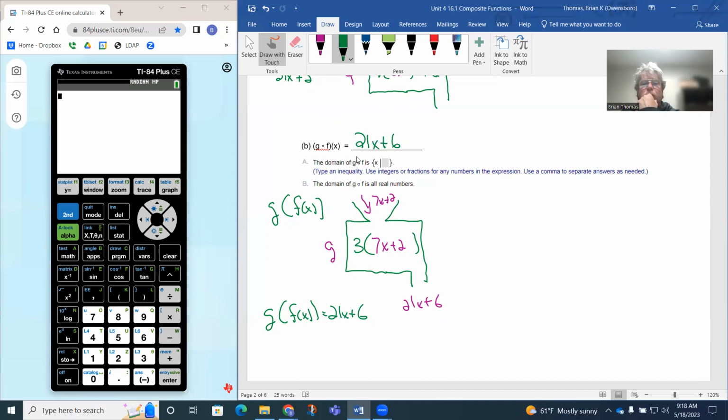So again, we're still back to the same thing as far as domain goes. We don't have any domain restrictions. So the domain of the g of f function, this composite function, is going to be all real numbers.